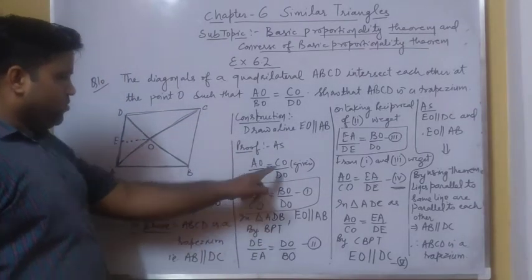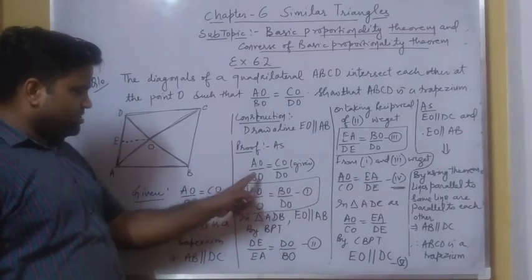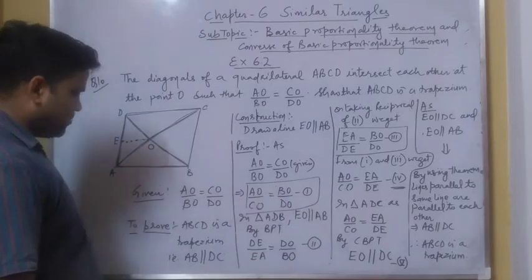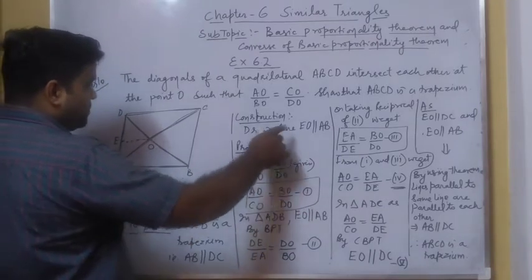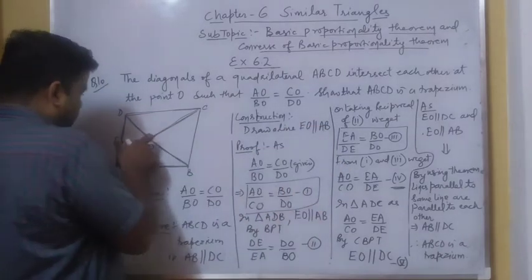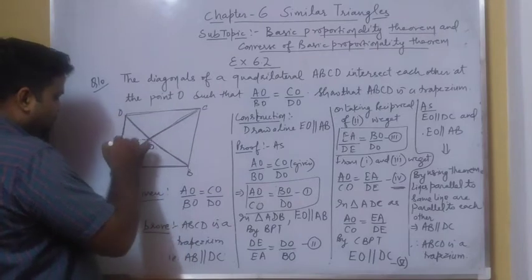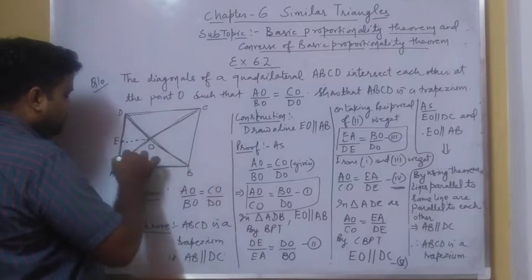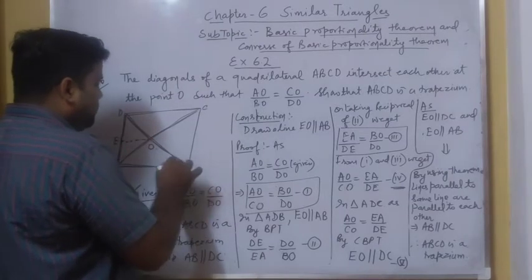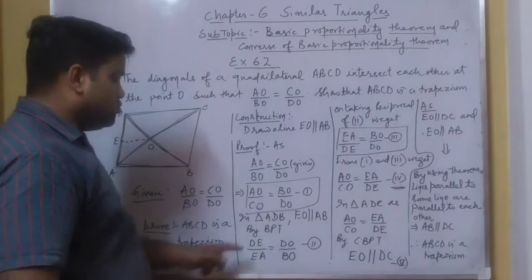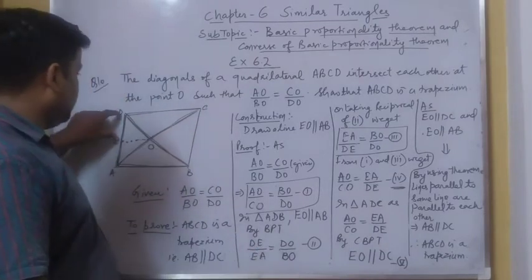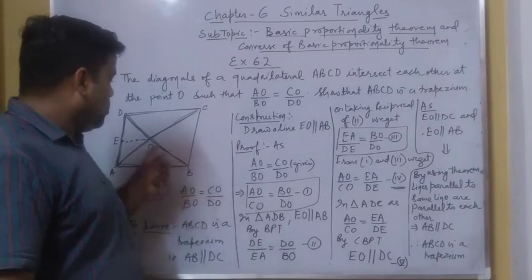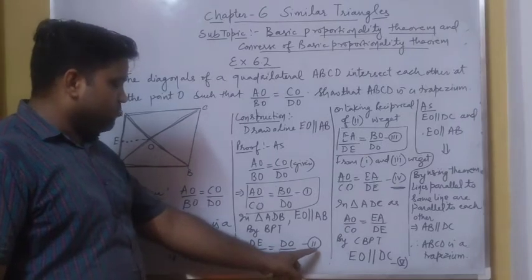As AO by BO is equal to CO by DO, it is given. So we can write this equation as AO by CO equal to BO by DO, and we consider it as equation number first. Now, by construction we have EO parallel to AB. This comes in triangle ADB, so we can apply the basic proportionality theorem. By the basic proportionality theorem we get DE by EA is equal to DO by OB, and we consider it as equation number second.